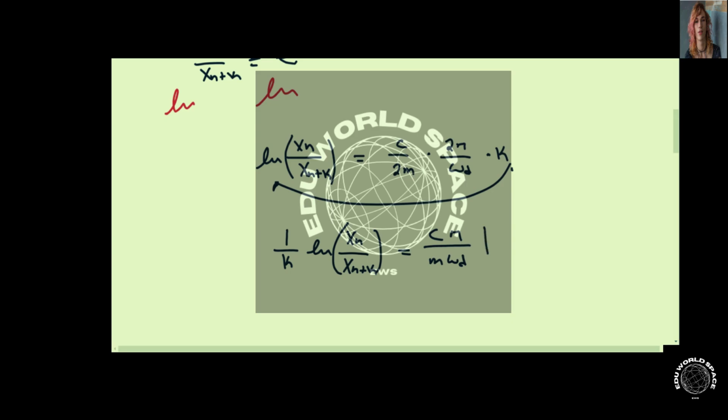Okay. And that is what we found. That's with the 1/k. So we did find the logarithmic displacement to be expressed as 1/k ln xn over xn plus k, where k is the number of cycles between readings. So we do express that.